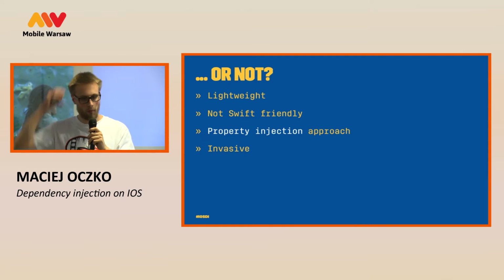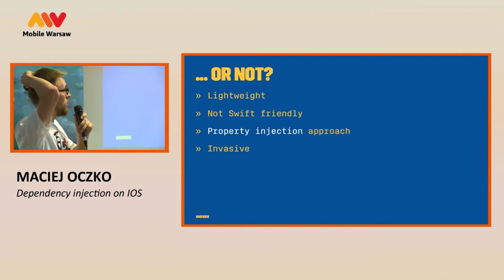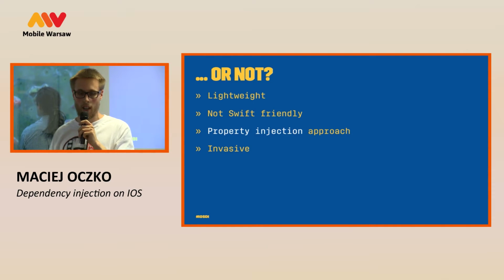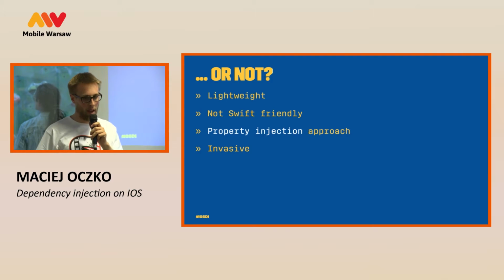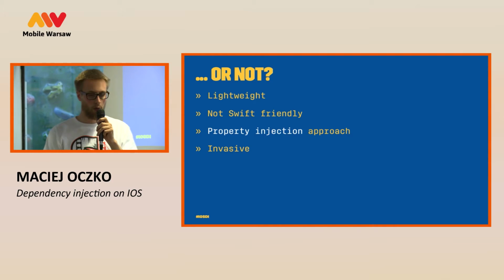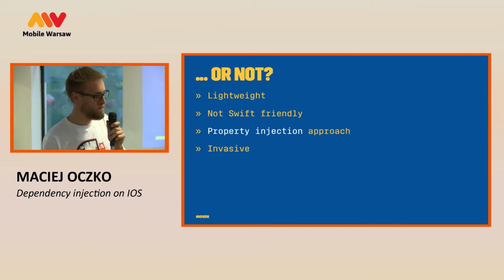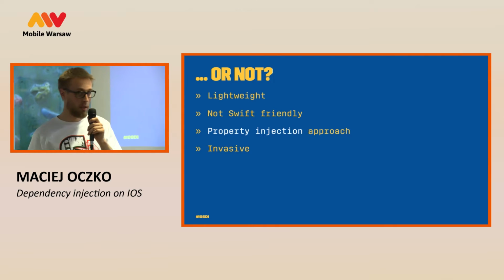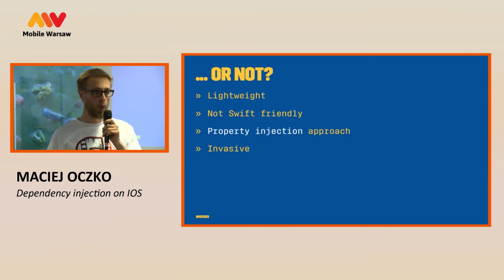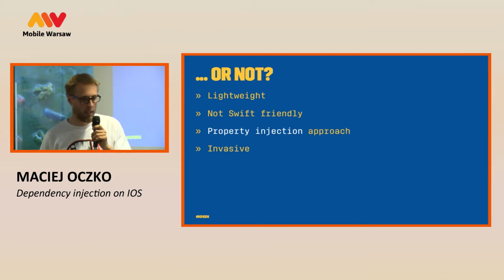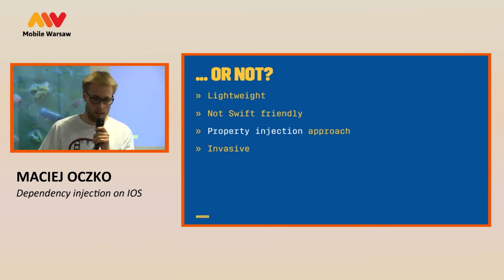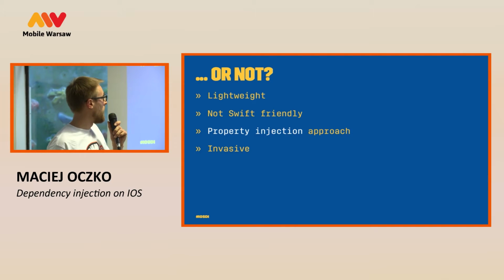Why would you not like it? Well, sometimes simplicity is not the best thing. We need something more advanced. It's not Swift friendly, as I said, and it promotes property injection. We said at the beginning that we probably all like the initializer approach better, right? More.